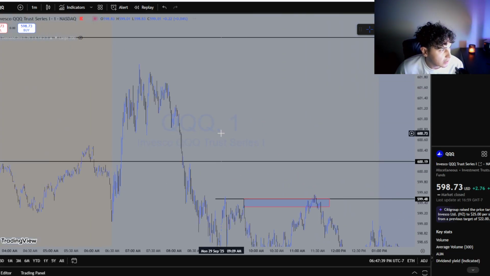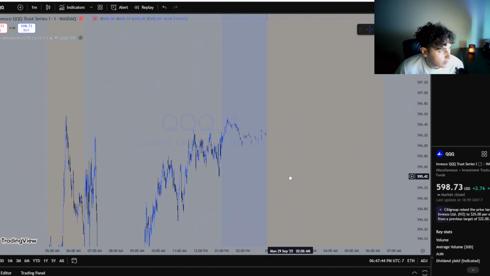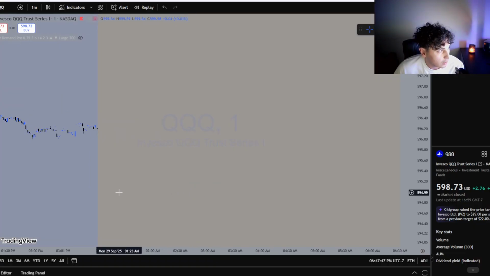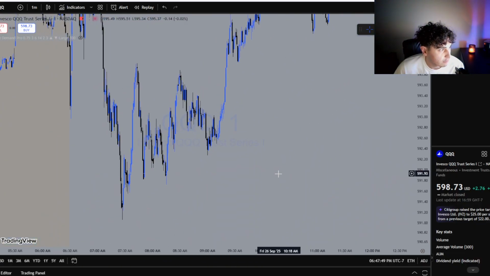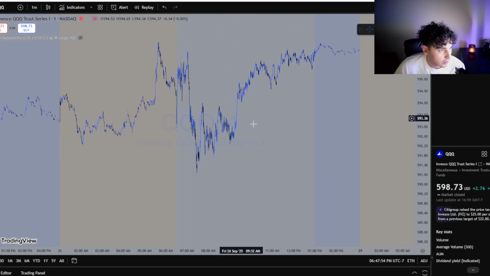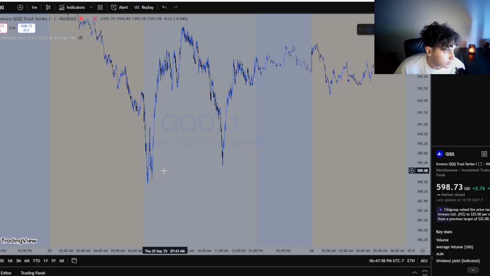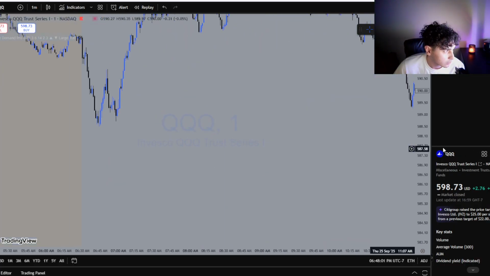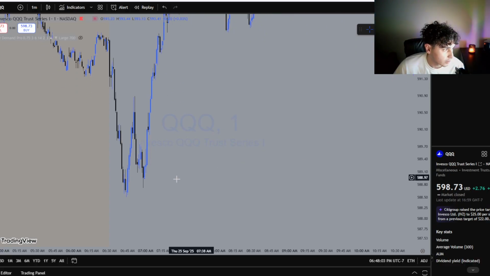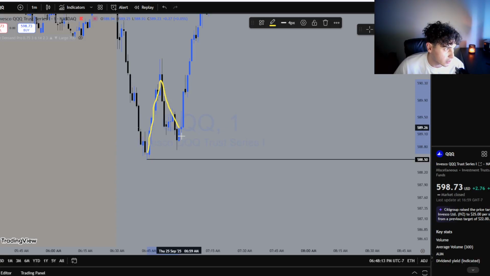Let's see if there's anything else that we can go off of here. Let's see if we can find the final demand. Let's kind of get a larger overview of things. So here'd be one. So we can see we have a low being created. That low then led to a push to the upside, a pretty aggressive push, right?